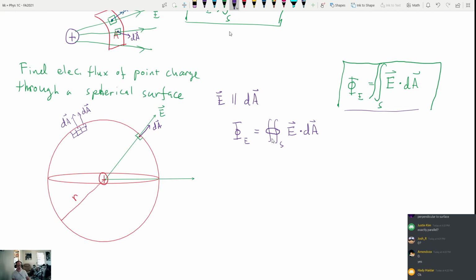The nice thing is that no matter where we choose our area, the dA will always be parallel to the electric field, right? Because we're looking at a sphere, and the electric field of a point charge has spherical symmetry. No matter where we are, E and dA are parallel. And what that means is that if E is parallel to dA, then E dot dA just reduces down to E dA. And that's the first line of the step here. That this becomes just E dA, right?